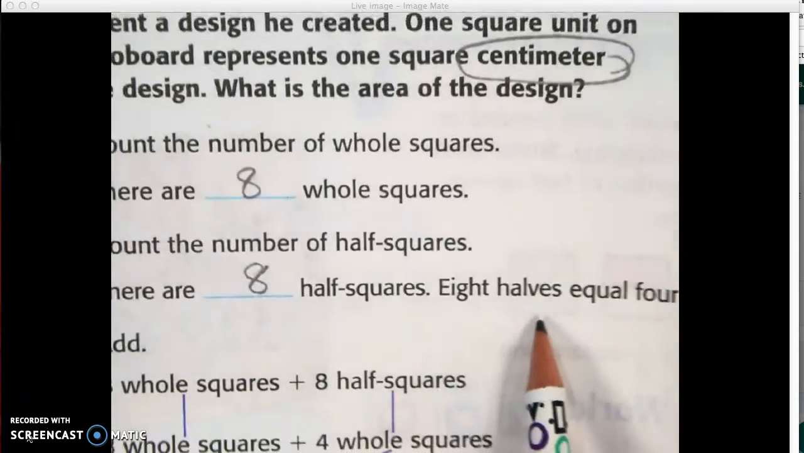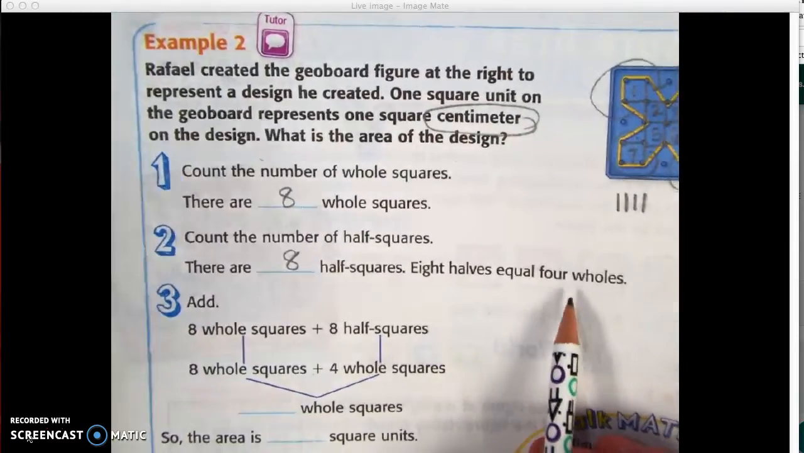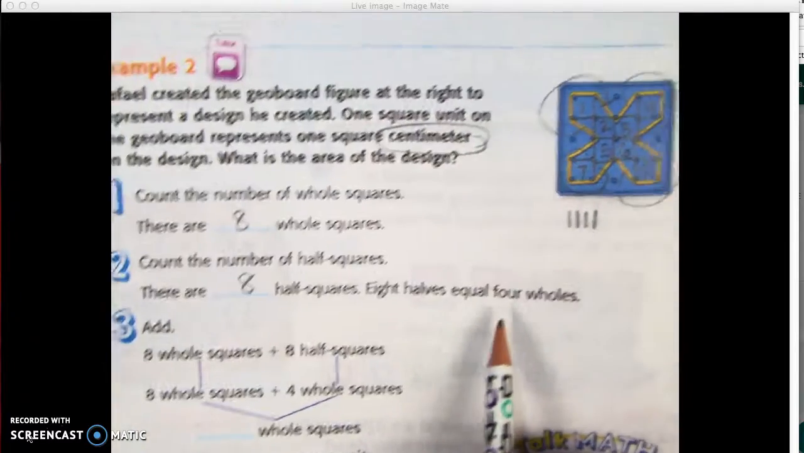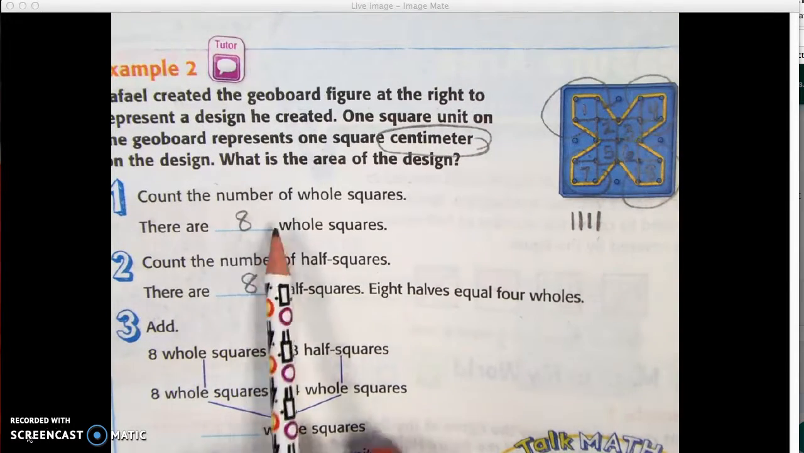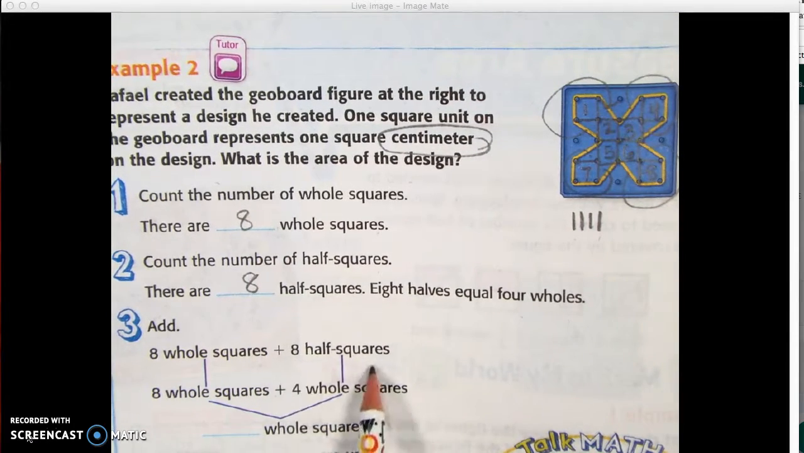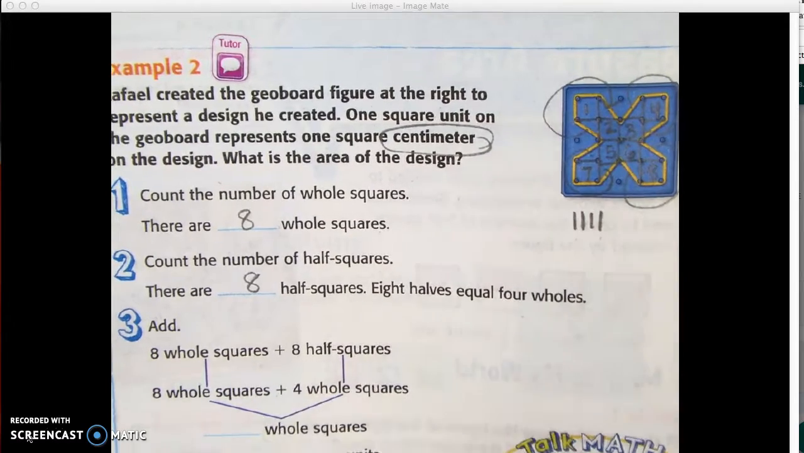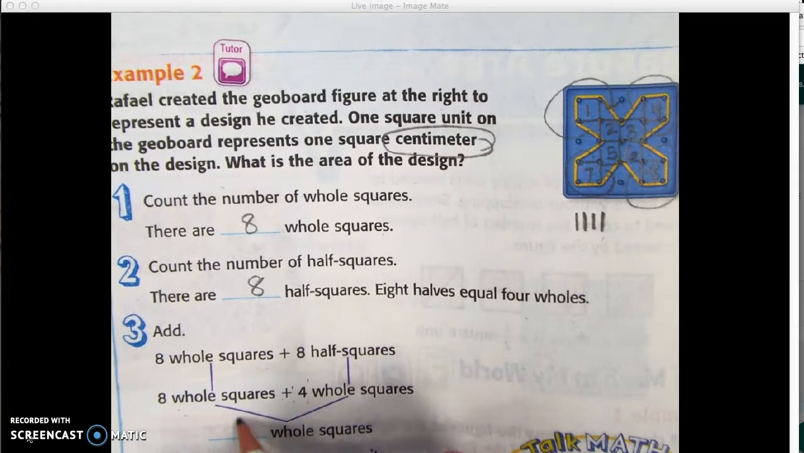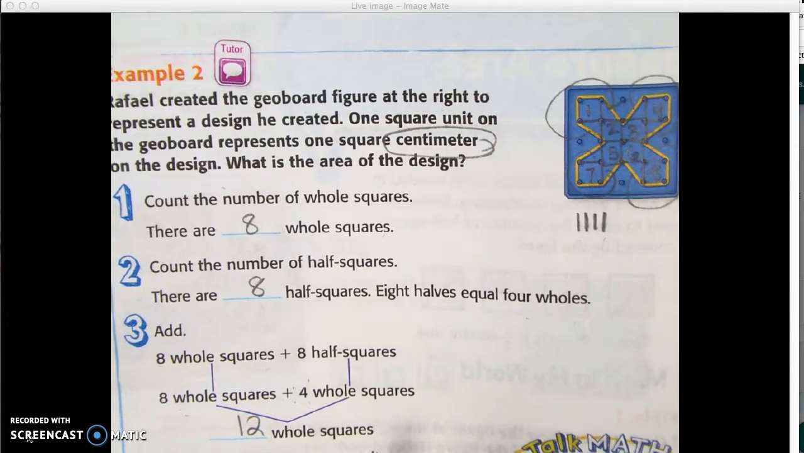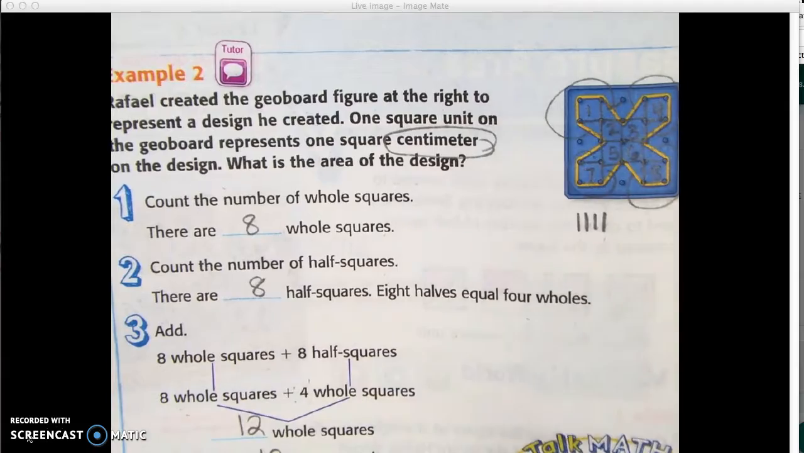8 halves equal 4 wholes. And that's what we counted up, and that I made the tallies for. So we're going to add 8 whole squares plus 8 half squares, which are equal to 4 whole squares. 8 plus 4: 8, 9, 10, 11, 12. So I have 12 whole squares. So the area is 12 square units.